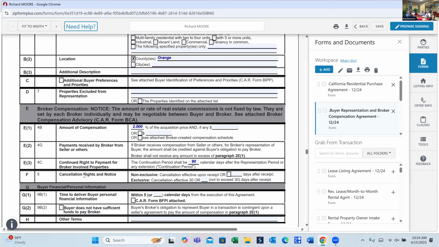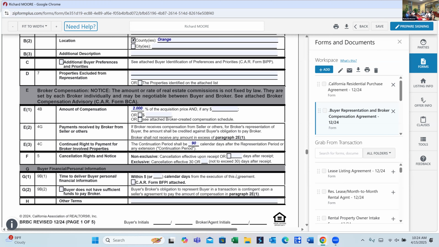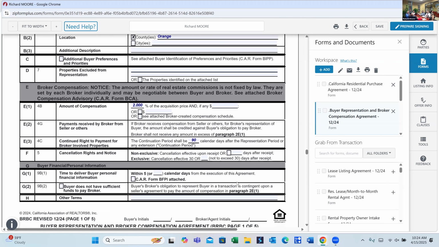And then section F, this is still the buyer representation agreement cancellation rights and notice. If I didn't check exclusive above, they could just submit cancellation within 1 day. So 30 days is the max for the notice period if it is an exclusive agreement. Let's see. And then section G1, time to deliver buyer personal financial information to the buyer's agent. I can just gloss over that.